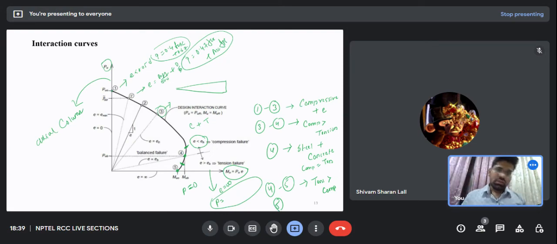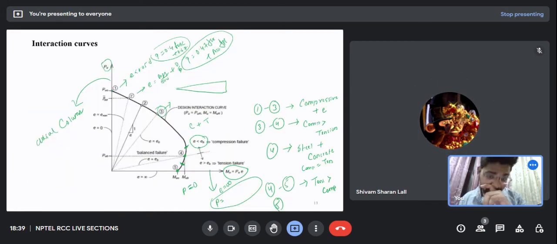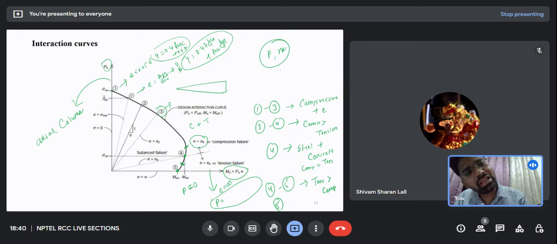Okay, now let's move on to some charts. One more thing I want you to know. If this is the PM interaction curve, and suppose you have some force P and some moment M, and someone gives you these dimensions of a column and asks you to check whether the column is safe or not.